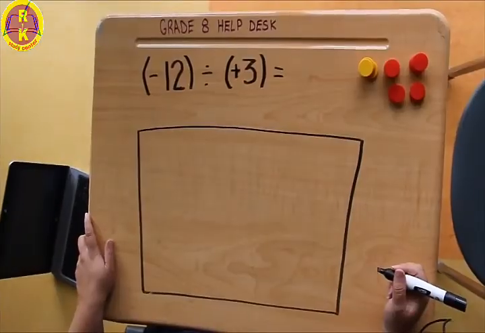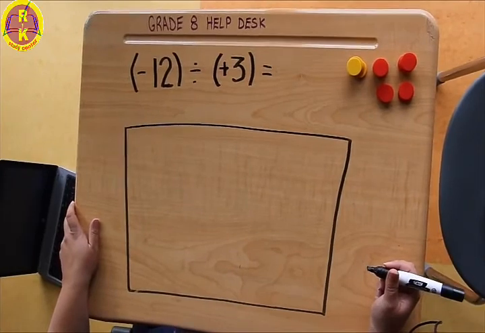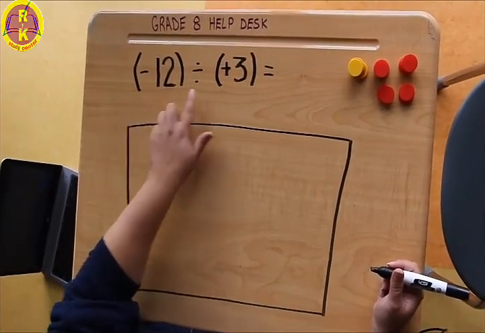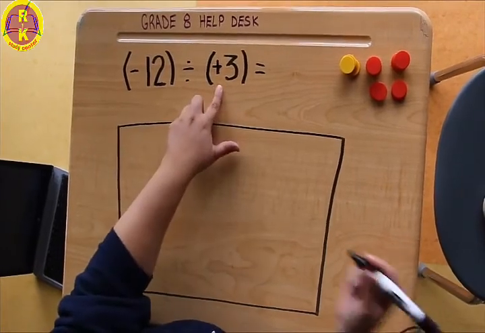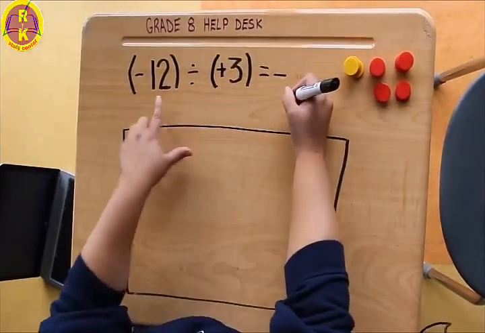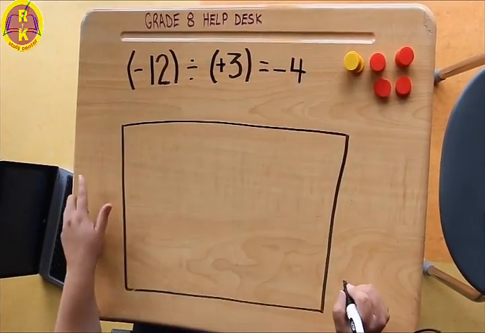Welcome to the Grade 8 Help Desk. We're here again to look at dividing integers. So we're going to start by looking at the numbers. We have negative 12 divided by positive 3, and we know that when the signs are different, our quotient will be negative, and we know that 12 divided by 3 is 4.